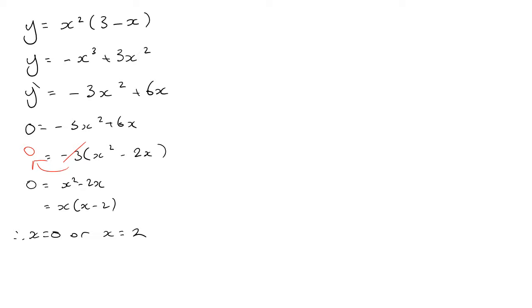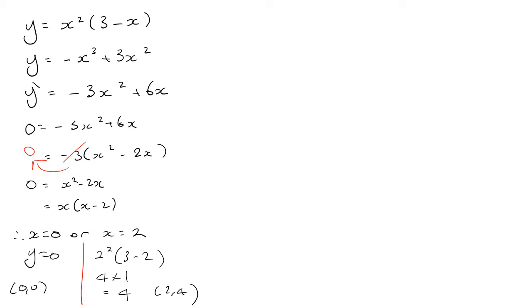To find the corresponding y values, we substitute x equals 0 into the original equation. If we do that, we get 0 times something, so the y coordinate of this would be 0. If we sub x equals 2, then we get 2 squared outside of 3 minus 2. So that's 4 times 1, which is 4. Therefore, this point is 0, 0, and this point is 2, 4.